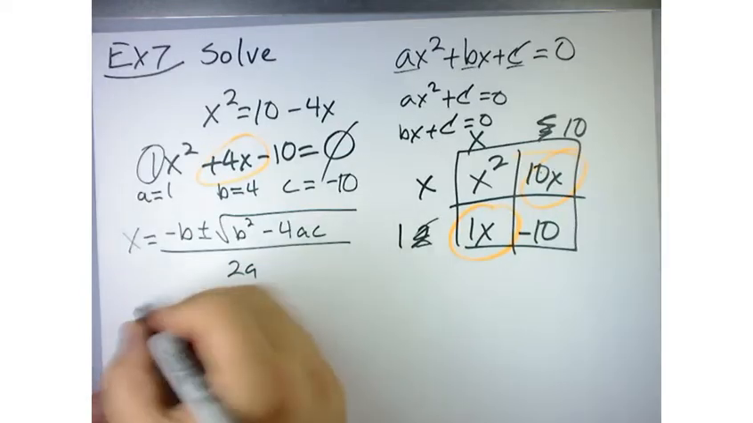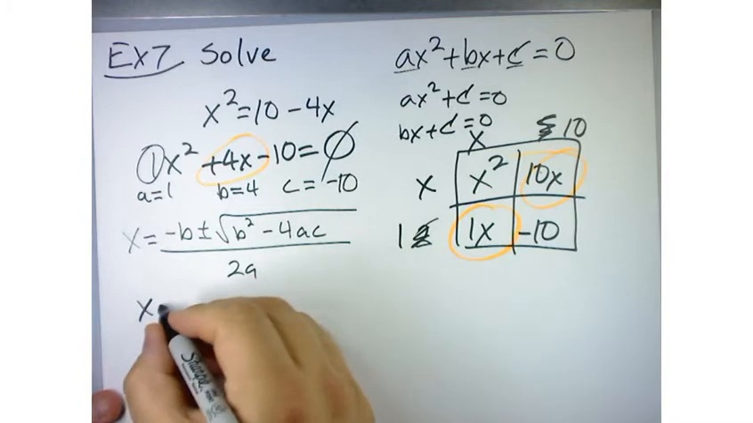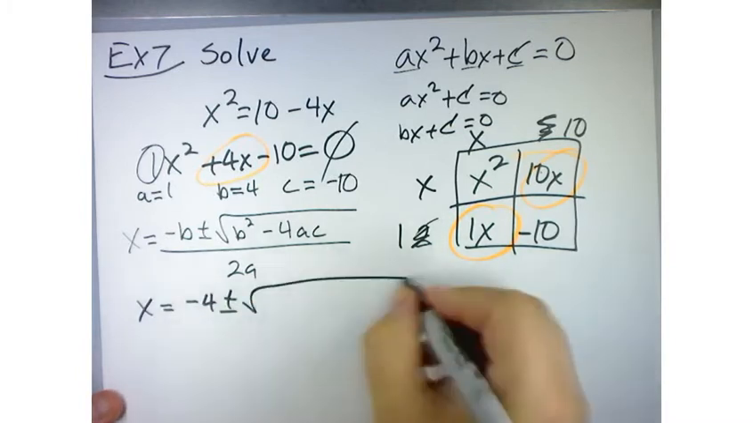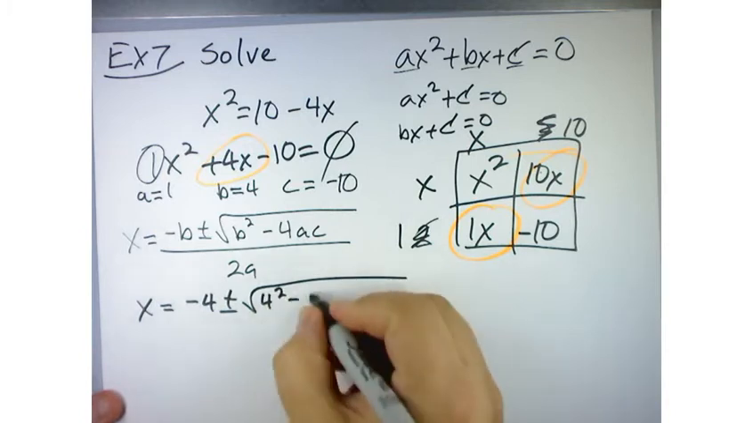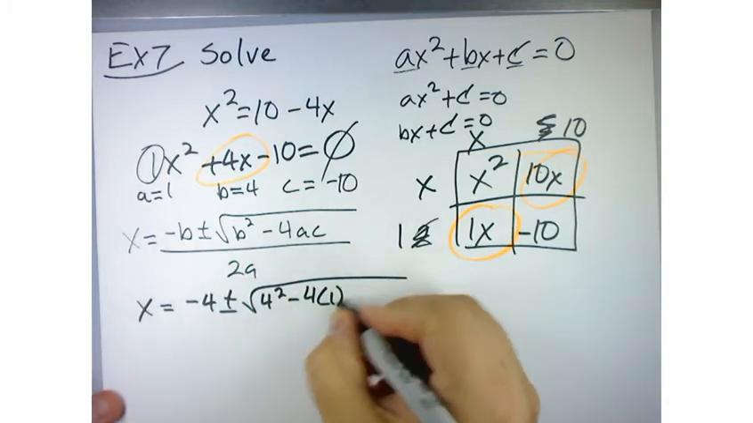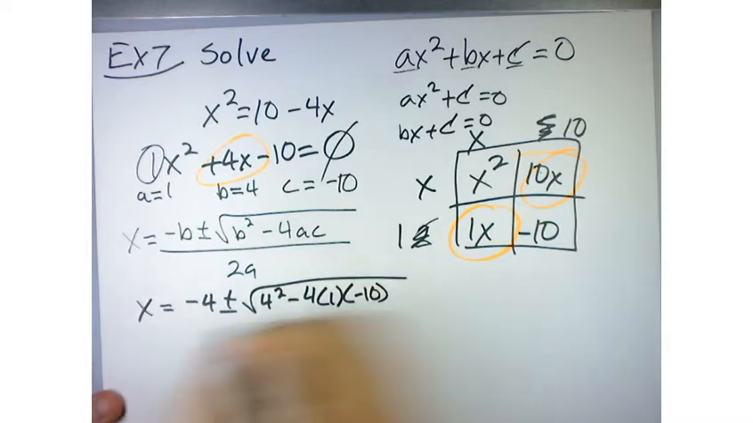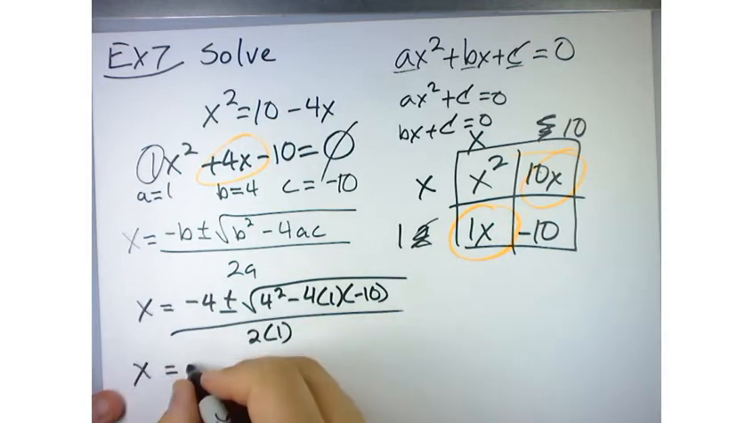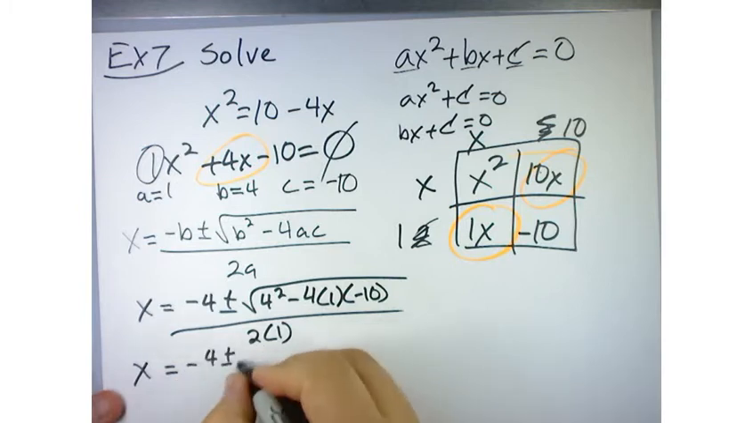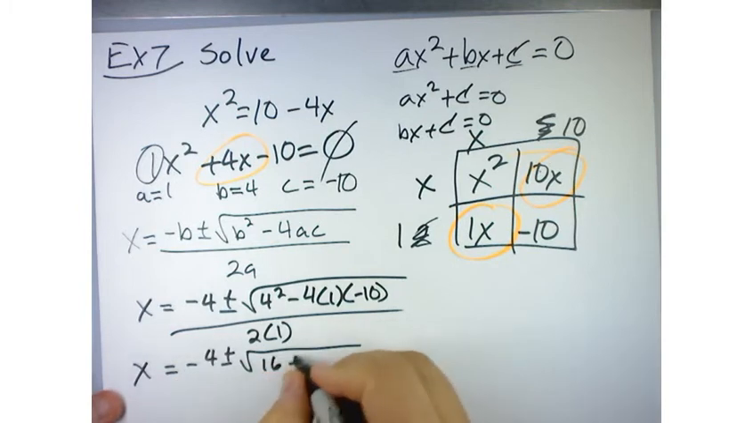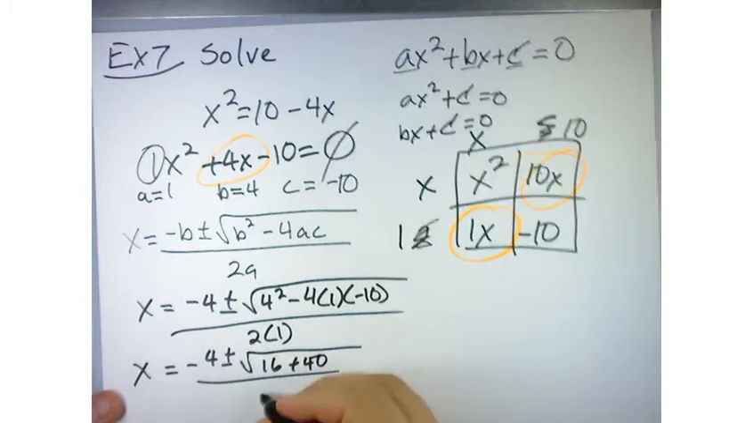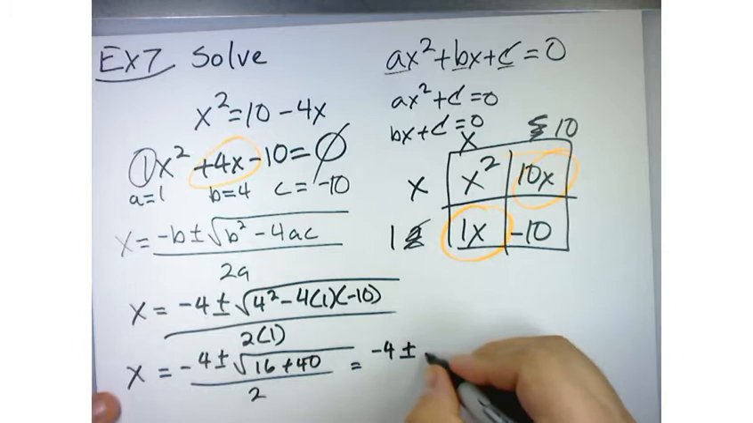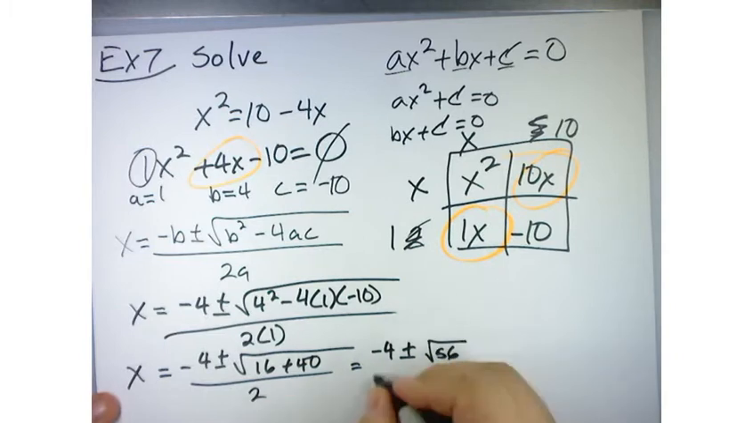So we do have an a, b, and c, so I'm just going to plug this in. Negative b is negative 4 plus or minus the square root of 4 squared minus 4 times a, which is 1, times c, which is negative 10, all over 2 times a, which is 1. So in the next line I've got x is equal to negative 4 plus or minus the square root of 16 plus 40 all over 2. So that's negative 4 plus or minus the square root of 56 all over 2.